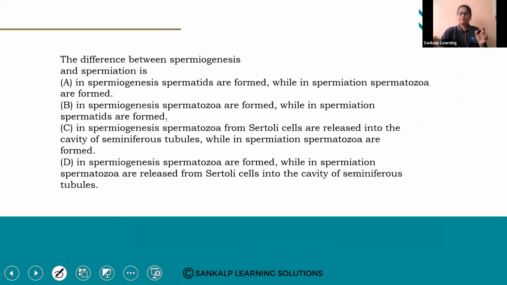Next question. Read it properly, read the options properly. The difference between spermiogenesis and spermiation. Option A: in spermiogenesis, spermatids are formed; in spermiation, spermatozoa are formed. B: in spermiogenesis, spermatozoa are formed; in spermiation, spermatids will be formed. C: in spermiogenesis, spermatozoa from Sertoli cells are released into the cavity of seminiferous tubules, while in spermiation, spermatozoa are formed. D: in spermiogenesis, spermatozoa are formed, while in spermiation, spermatozoa are released from Sertoli cells into the cavity of seminiferous tubules. Read the options correctly and slowly and then answer me, guys.